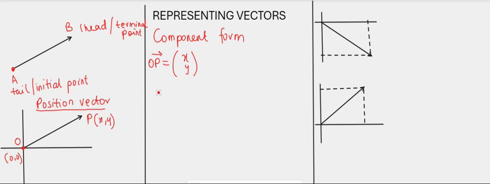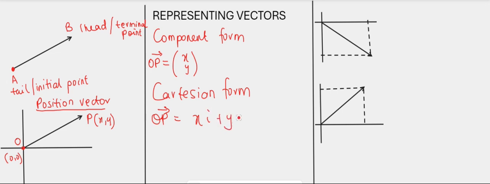We can also write our vector in Cartesian form. This same vector OP can be written in Cartesian form, and we write it as xi plus yj. i and j are the position vectors which are parallel to the x and y axis.